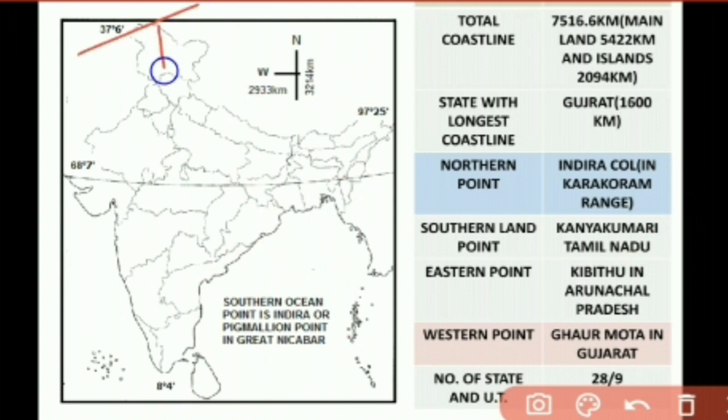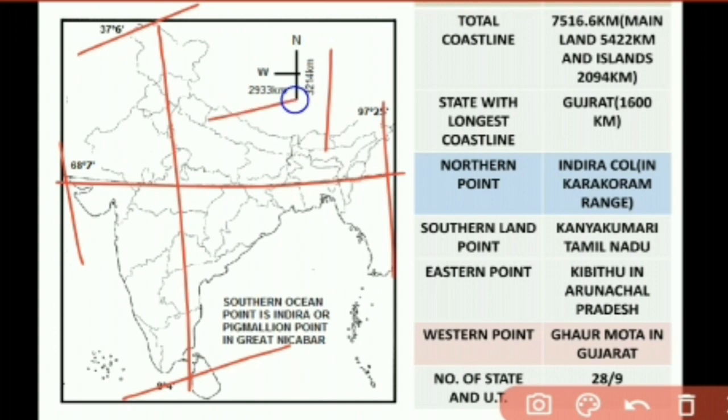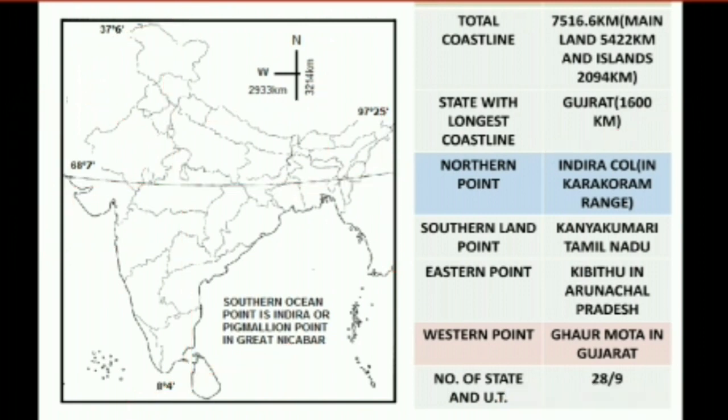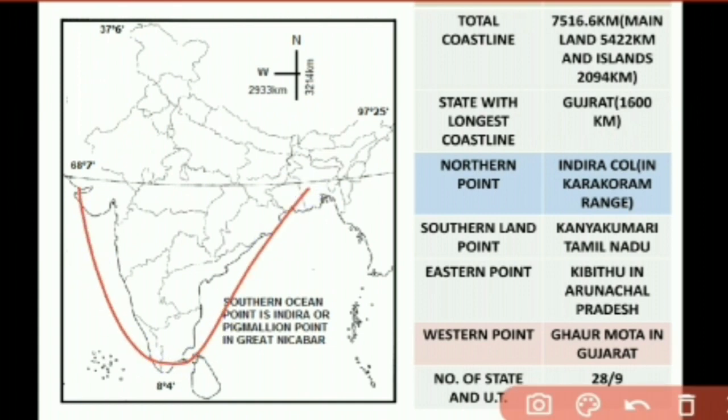From the extreme north to extreme south, we have 3214 kilometer extension, and from the western part to eastern part we have 2933 kilometer extension. We are having the longest coastline state, that is Gujarat. The length is 1600 kilometer. Now, what is the amount of total coastline? What is the meaning of coastline? Coastline simply means the land area which is situated near the ocean surface, that is the coastal regions. The total length is 7516 kilometer.